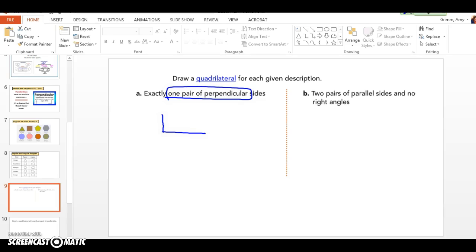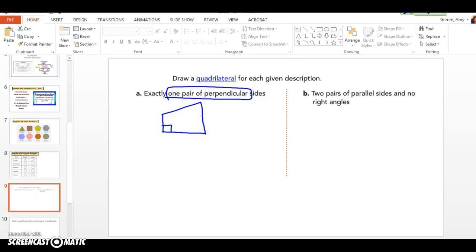So maybe I go like this. Okay. I have 4 sides. I have 1 pair of perpendicular sides. So there's 1 perpendicular. Are there tons of different ways to draw this? Yeah, of course. There are all kinds of different ways. So that's just one example. Okay. All right. Next one.